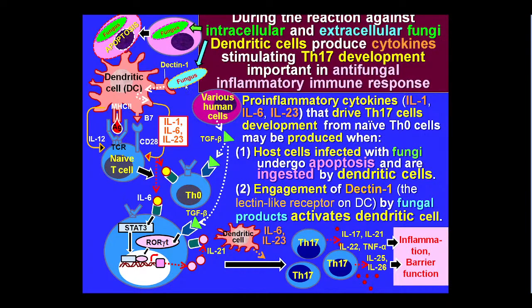Not only dectin-1 may cause this effect. During the reaction against intracellular and extracellular fungi, the dendritic cells produce cytokines stimulating T helper type 17 immune response. We talked about this. This may be stimulated by the soluble fungal elements, by extracellular fungi, or fungi that occur in the apoptotic cells.